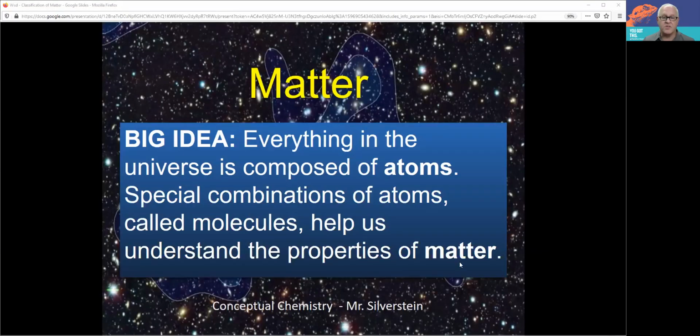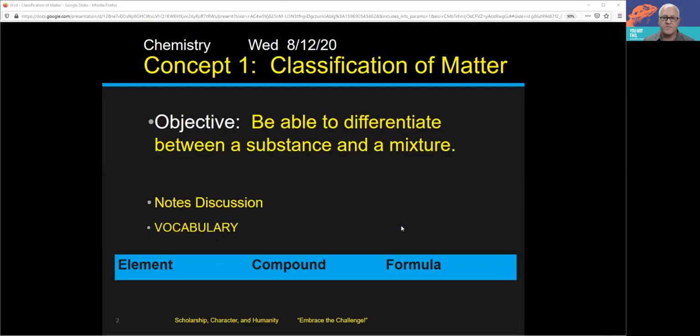So these slides are posted for you on your Google Classroom, and there'll be a small assignment when we're done. But the big idea is that everything in the universe is composed of atoms, and special combinations of atoms called molecules help us understand the property of matter. So your objective today is to be able to differentiate between a substance and a mixture. And there's some key vocabulary we'll be working with: element, compound, and formula.